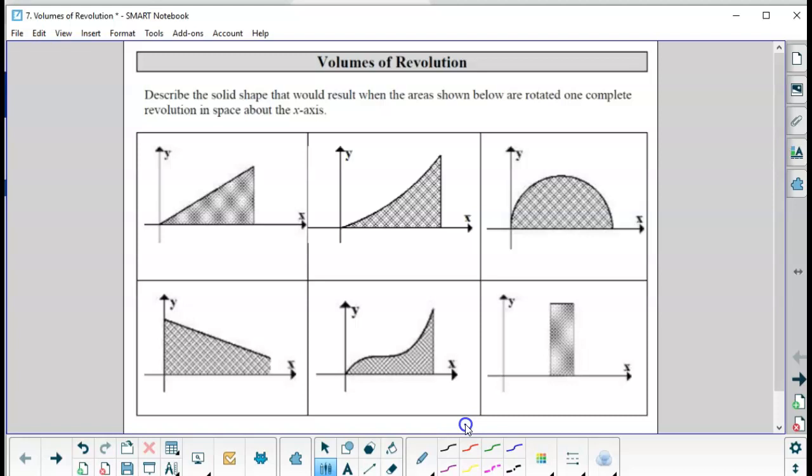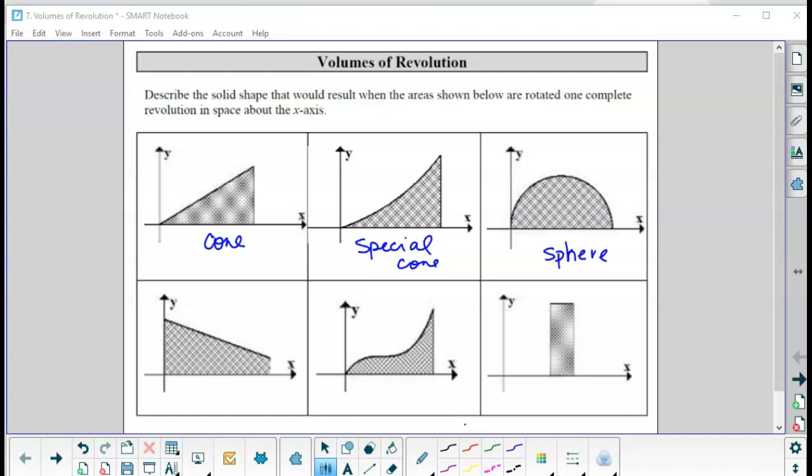So if you take the first one, that's just a linear function between two variables. If we rotate that around, then we would end up getting a cone. The next one is not really a normal shape that we would talk about. We call it a special cone. It would still have a circular base. It still has an apex, but the side is not straight. Special cone. Next one, obviously, would be a sphere.